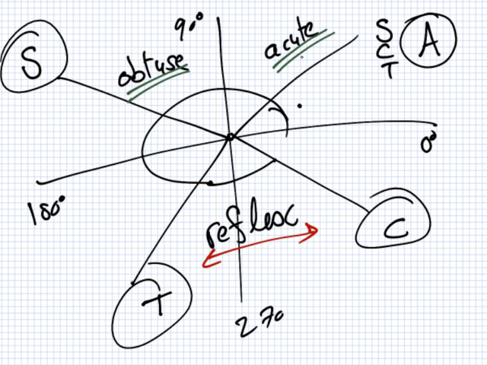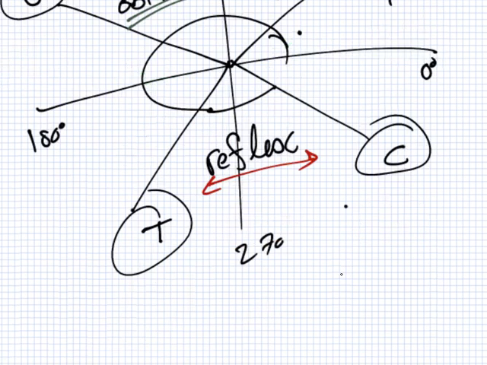Acute, cute, small. Obtuse, obese, big. So, just be careful, there's a difference. Just be very careful with your spelling and everything here.